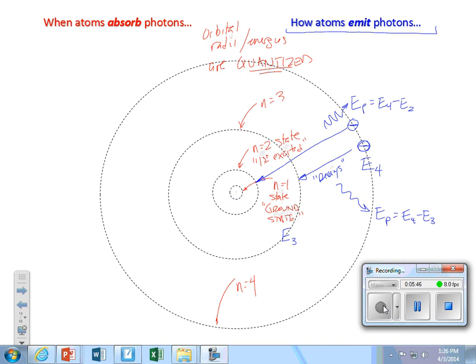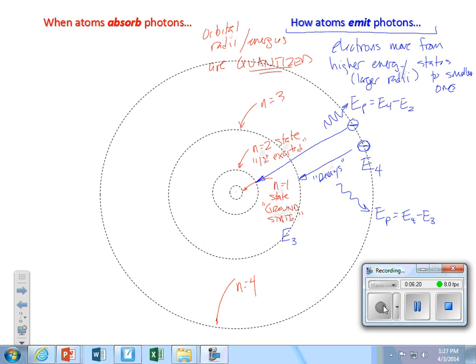Okay, so how do atoms emit photons? Well, electrons move from higher energy states, that I'll say larger radii, to smaller ones, or smaller radii. So from higher energy to lower energy, higher radius to smaller radius.